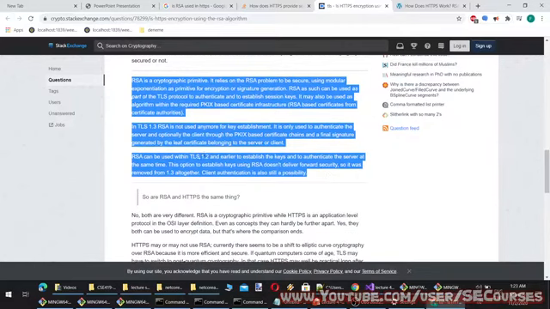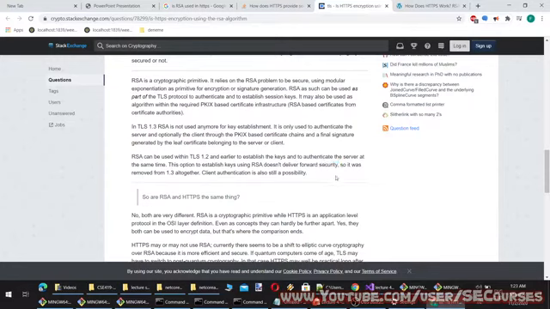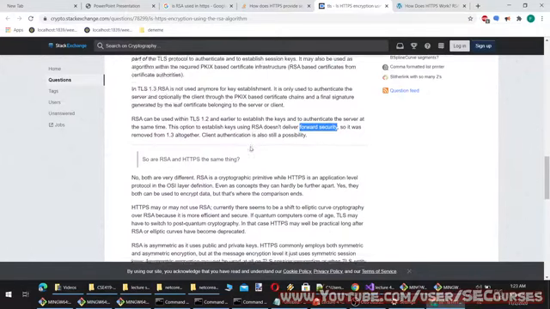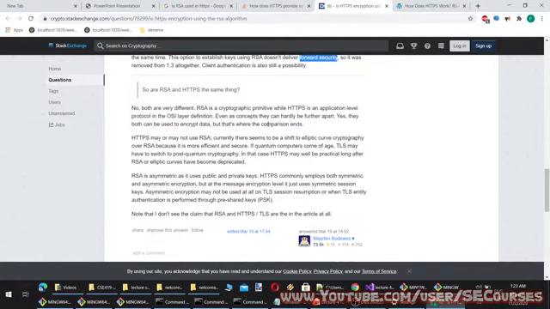RSA can be used within TLS 1.2 and earlier to establish the keys and to authenticate the server at the same time. This option to establish keys using RSA doesn't deliver forward security, so it was removed from 1.3 altogether. Client authentication is also still a possibility. So you see forward security is important. That prevents previous sessions from being read, decrypted.